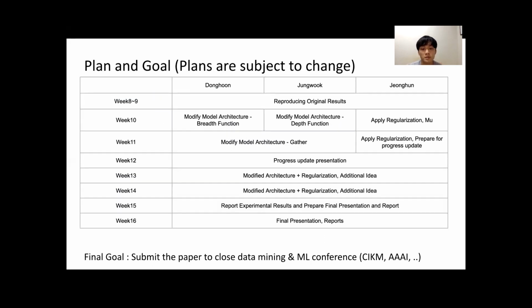And finally, this is our plan. Fortunately, our target paper has an official implementation on GitHub, so we will use it and focus on improvement of their work. In the next week, we will reproduce the original GeniPath results with our dataset by using their code. And until the progress update presentation, we will change their model architecture, as I mentioned earlier, and apply regularization techniques separately. After that, if the performance increases, we will integrate the two approaches into one model until the final presentation.